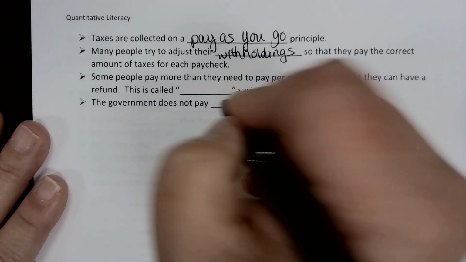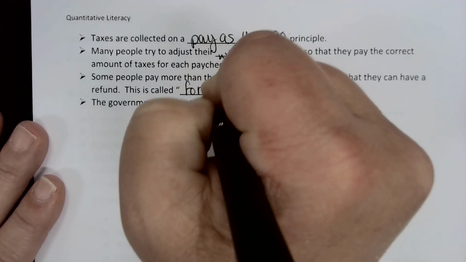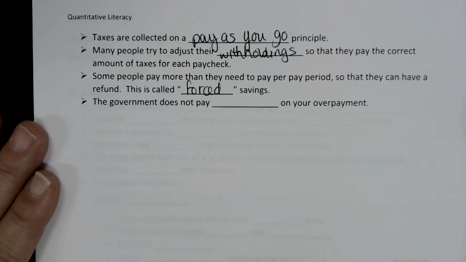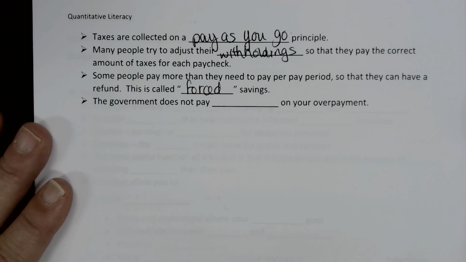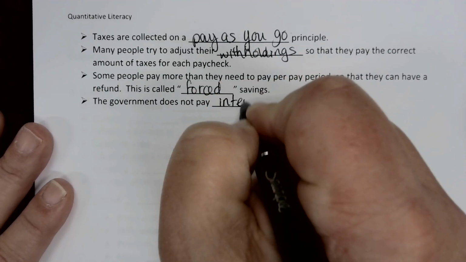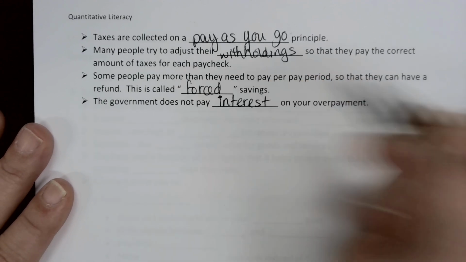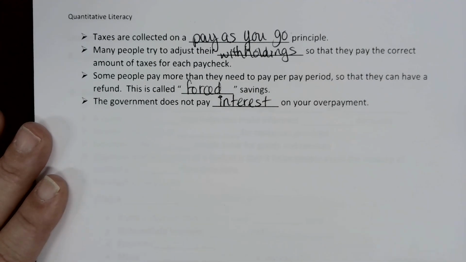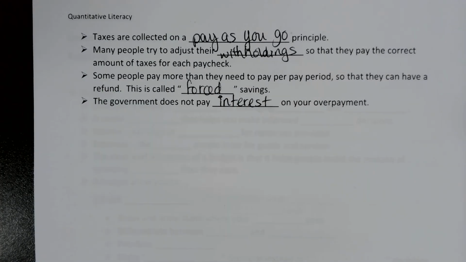This is what we call a forced savings. I don't have no choice about this. It comes out of my check. I'm okay with it. I don't ever miss it. And the government does not pay interest. So I'd really be better off to take that forced savings and put it in a bank account so that I could get interest paid on it too.